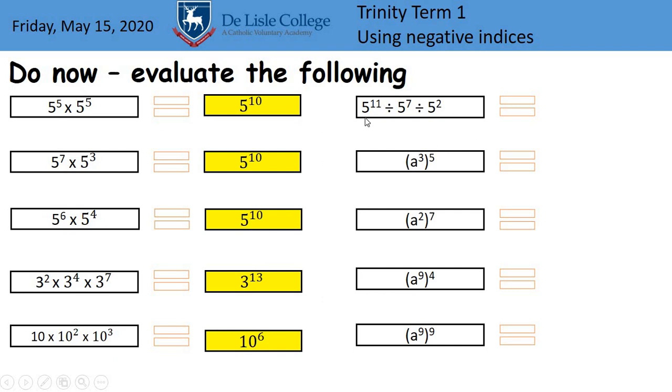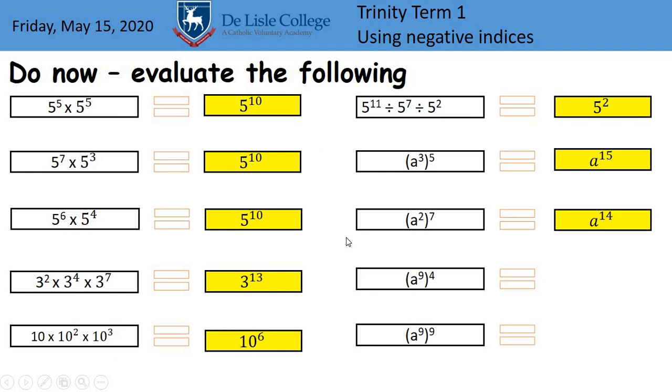Then we're going to look at a division here. So we do 11, subtract 7, subtract 2, so it's 5 to the power of 2. And then here, the misconception is that students will put a to the power of 8, but because one power is inside the brackets and one is outside, we actually multiply those two indices there. So here you get a to the power of 14, a to the power of 36, and a to the power of 81. Please make sure you've marked your work as we've gone through and make any corrections where necessary.